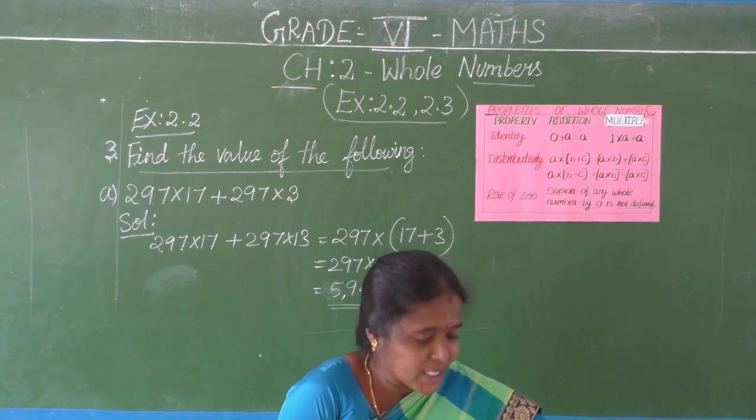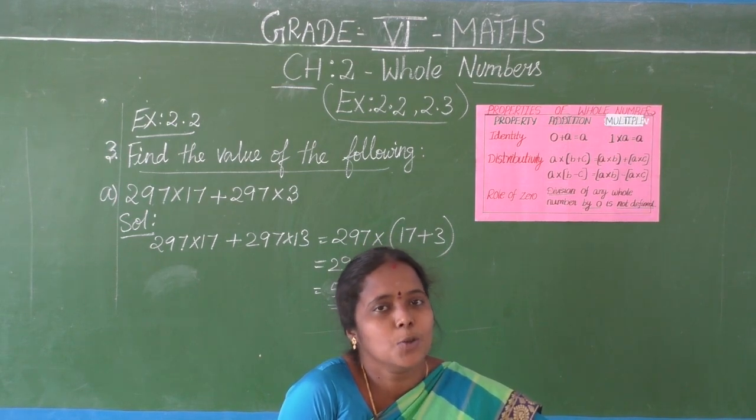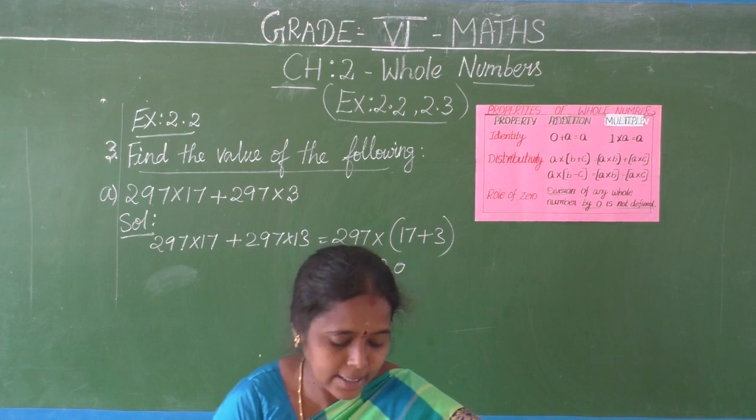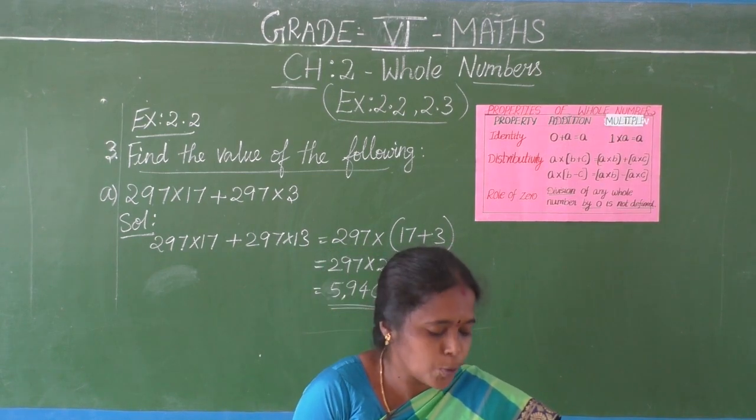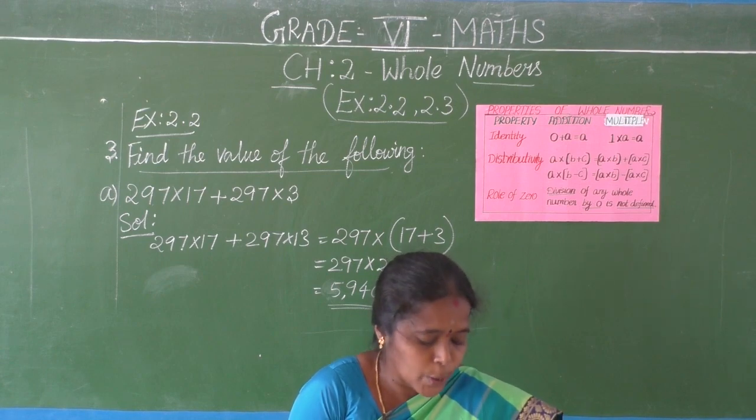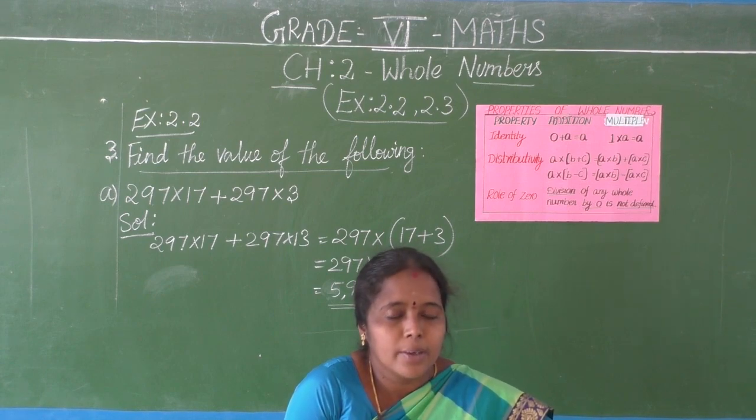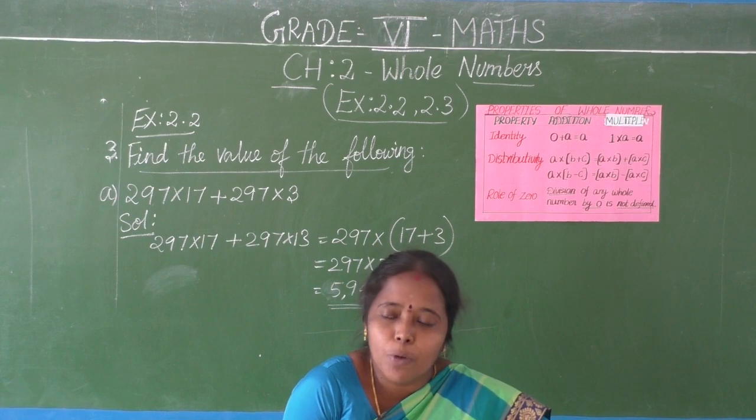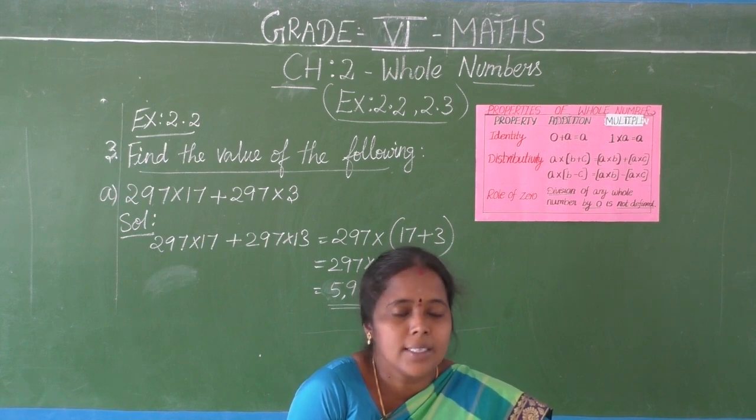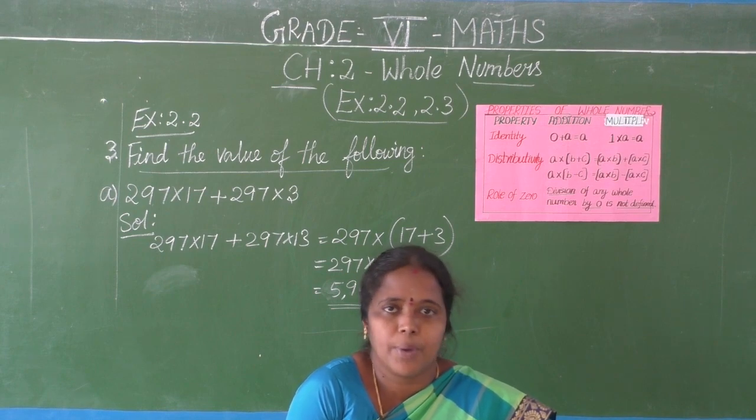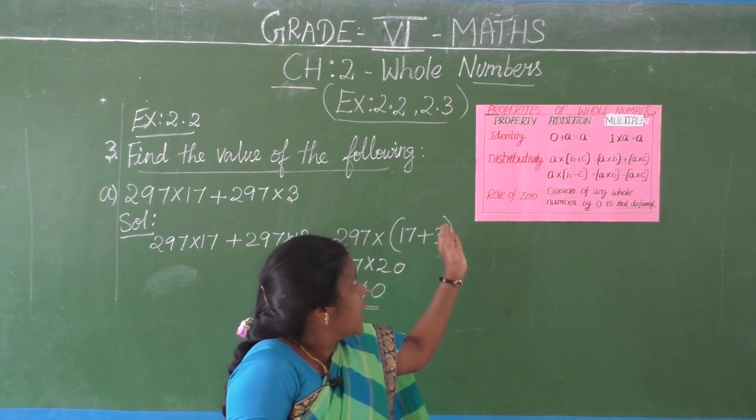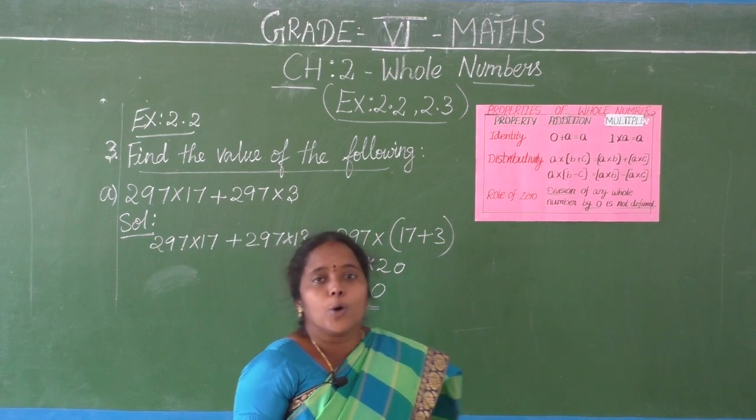Today we are going to see exercise 2.2 and 2.3 remaining sections. Clear? In the last class we completed up to exercise 2.2, the first two sections, using a few properties. Today we are going to see a few more properties based on that calculation also. What are the properties we are going to see today? Identity, distributivity, role of 0.